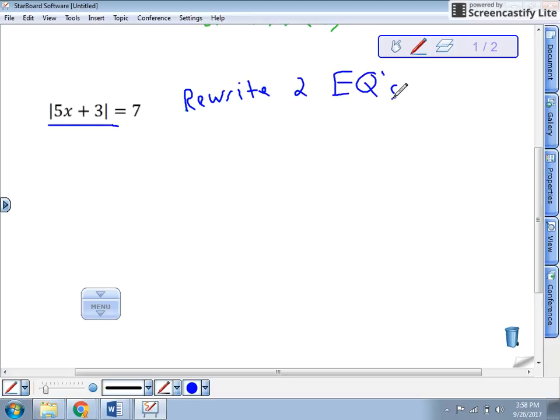We're going to make one equation exactly the same. So I'm just literally going to rewrite it without the absolute value symbol. So 5x plus 3 equals 7. And the second equation I'm going to write as 5x plus 3. We're going to keep that exactly the same. But this time I'm going to put equal, and I'm going to put the opposite of whatever's here. So this is going to be negative 7. Once we've done that, now it's really easy. We're just going to solve two equations to get our two answers.